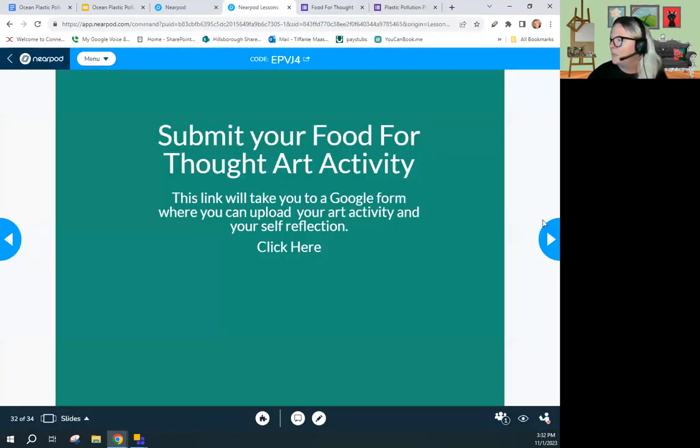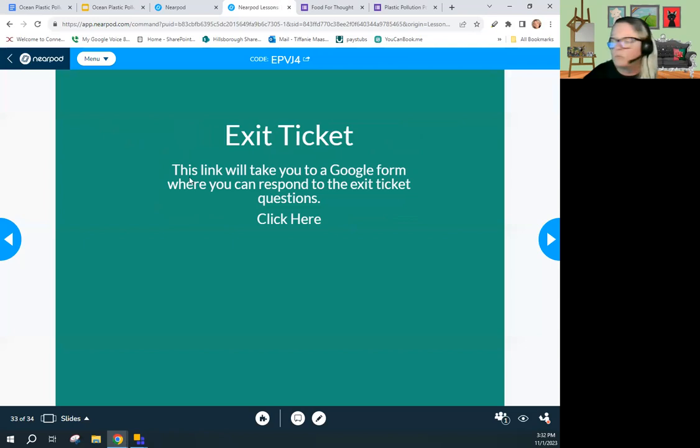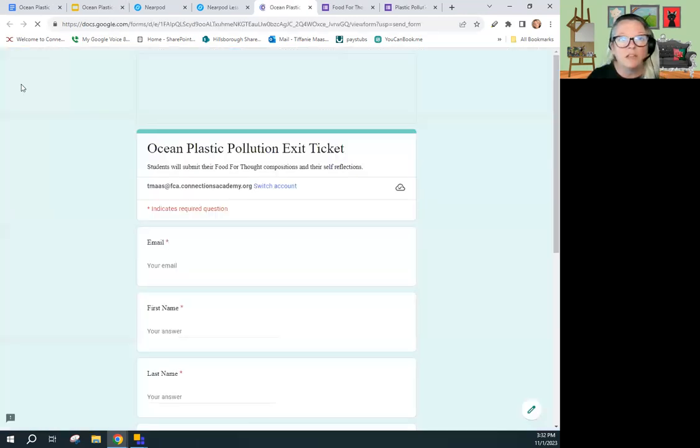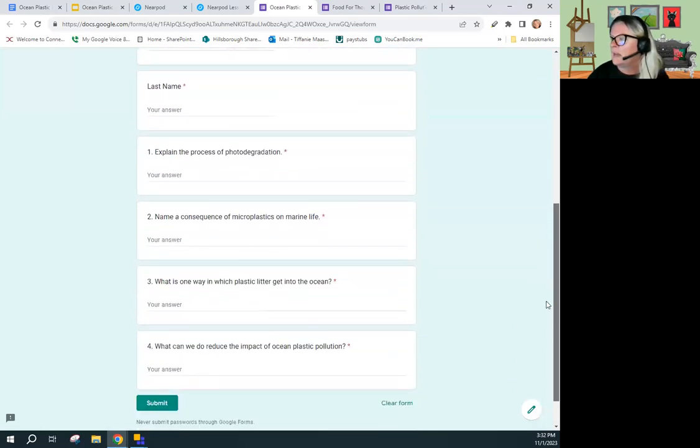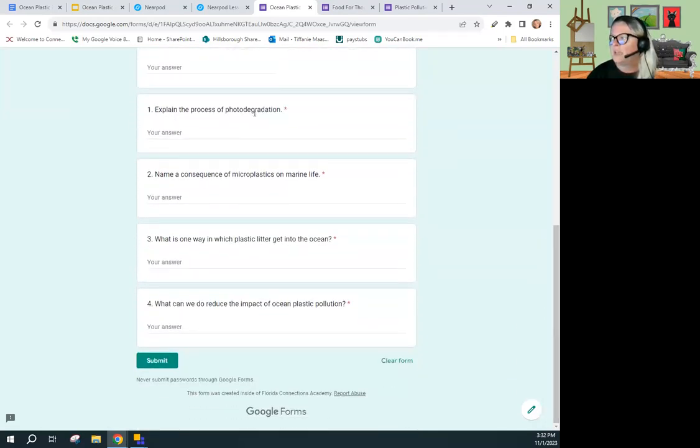When you're all done with your artwork and your open-ended questions and your discussion boards, watching your videos and reading that article, you can also answer the exit ticket. The exit ticket has 4 questions on it, and each one directly relates to one of the learning objectives that we went over at the beginning of the lesson. I ask you to explain the process of photodegradation, name a consequence of microplastics on marine life, tell me one way in which plastic litter gets into the ocean, and give me an idea of what we might do to reduce the impact of ocean plastic pollution.